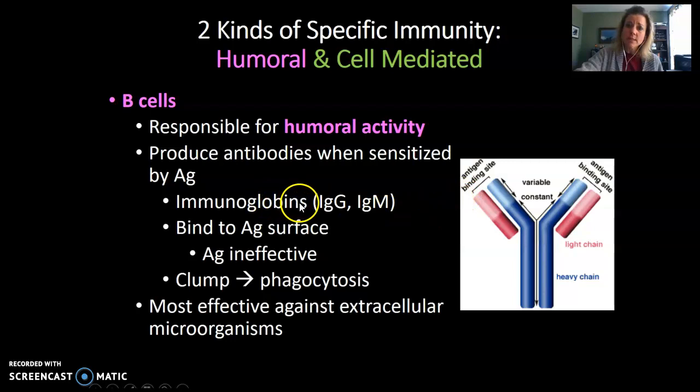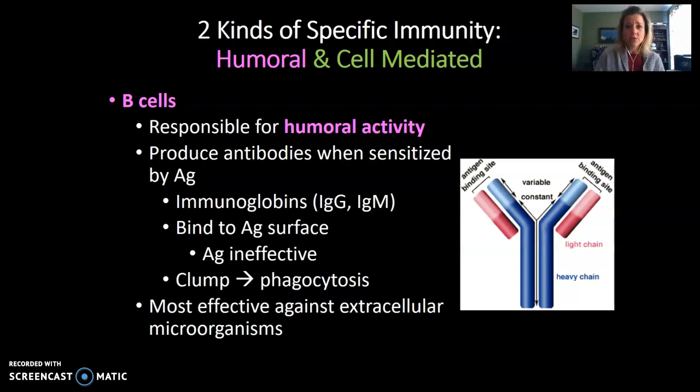Antibodies are called immunoglobulins, and they're usually abbreviated as Ig, like big I, little g, and then another capital letter. So this is called IgG or IgM. Different antibodies are going to be synthesized and secreted depending upon the type of antigen that they need to fight. For instance, if it's an allergen, then you have a lot of IgE being produced. Antibodies are going to bind to the surface of antigens, and that's going to ease phagocytosis.